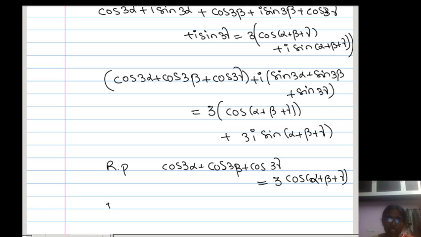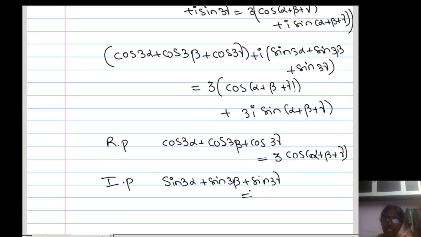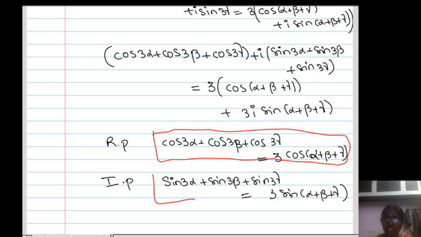Next, what is the imaginary part? Sin 3 alpha plus sin 3 beta plus sin 3 gamma is equal to, in this, 3 into sin of alpha plus beta plus gamma. If you compare the real parts, you get the proof. This is your first condition. Second condition, if you compare the imaginary parts, you will get this.